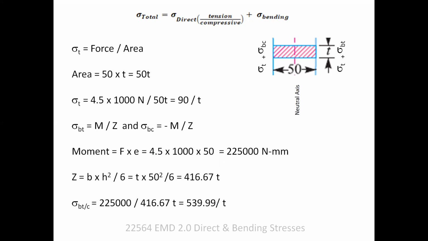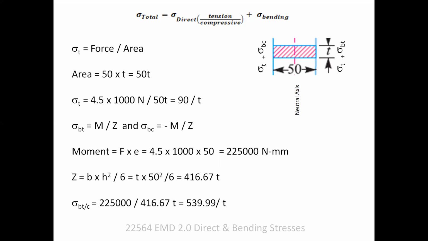Now let us go to the simple direct stress. Sigma T is equal to force divided by area. Area is equal to 50 into T, where 50 is the height and T is the thickness. So sigma T is equal to 4.5 into 1000 divided by 50 T. So the direct stress becomes 90 divided by T.